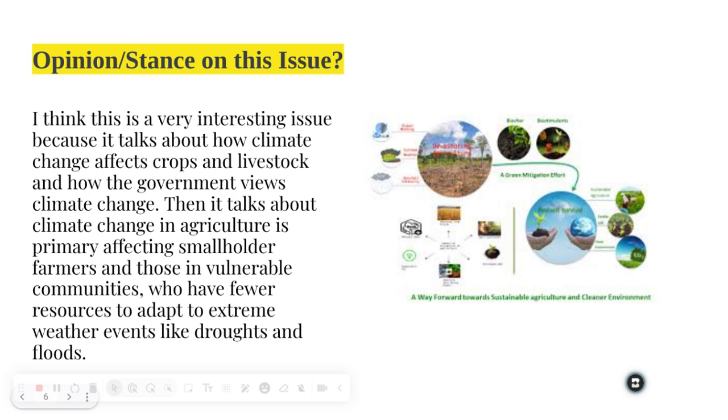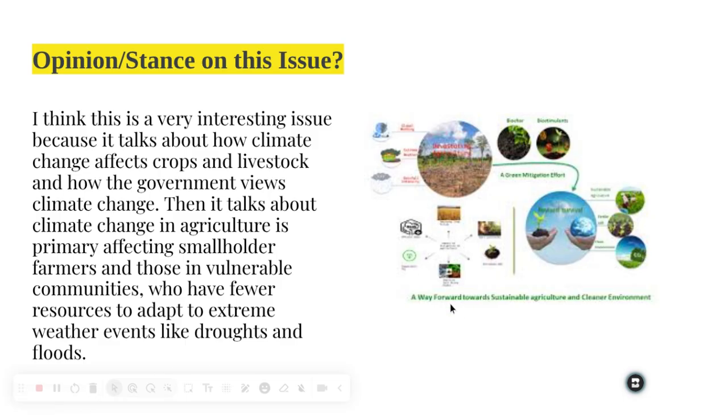And then for opinion or stance on this issue, well, I think this is a very interesting issue because it talks about how climate change affects crops and livestock and how the government views climate change. Then it talks about climate change in agriculture is primarily affecting smallholder farmers and those in vulnerable communities who have zero resources to adapt to extreme weather events like droughts and floods.